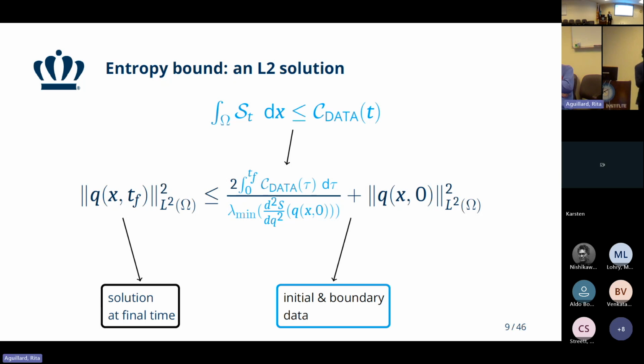So if you have a bound on the time derivative of the entropy, you get an L2 bound on the solution.